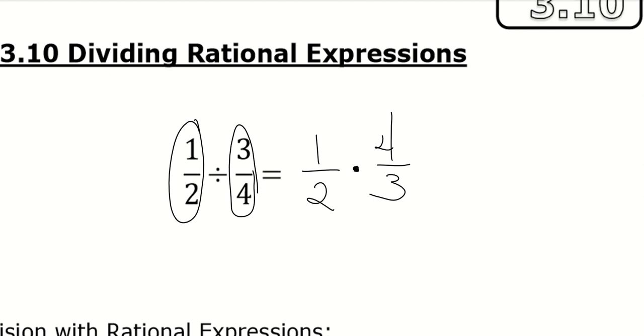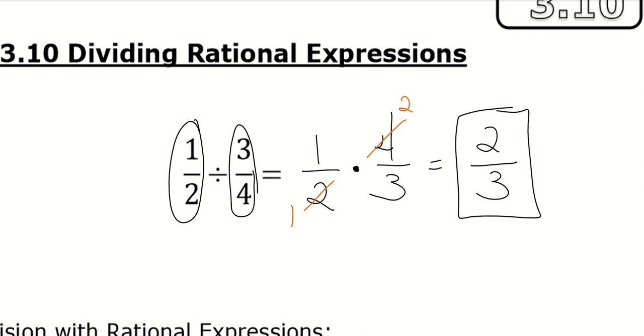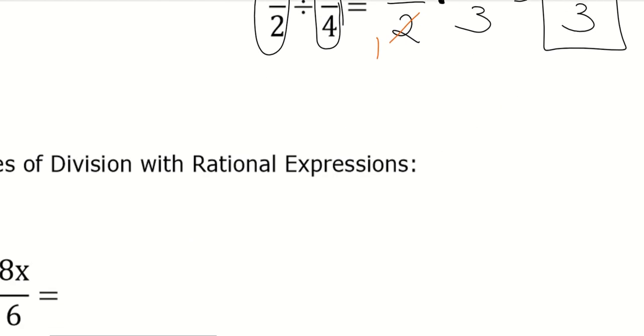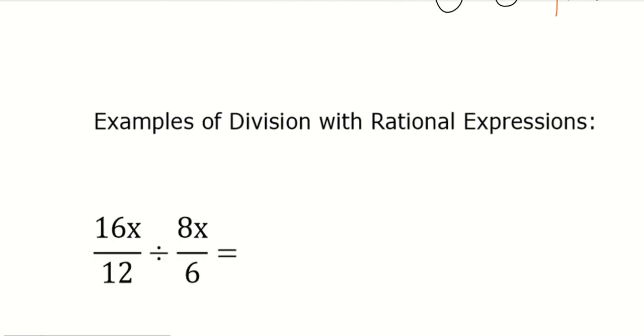Now, whenever I do these, just like we did when we multiplied our rational expressions and our fractions, I can reduce this before I actually do my multiplication. So I can take a 2 out of both of these, leaves a 1 here and a 2 here. And then it's a matter of multiplying straight across. So 1 times 2 is 2, and 1 times 3 is 3. So 1/2 divided by 3/4 comes out to be 2/3, 2 over 3. When we're working with rational expressions, it's the same thing. It's just we have a bunch of variables and whatnot we have to deal with.